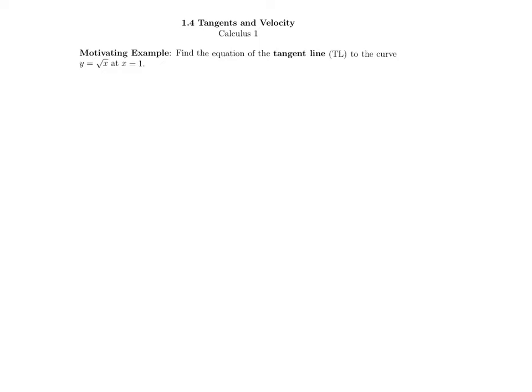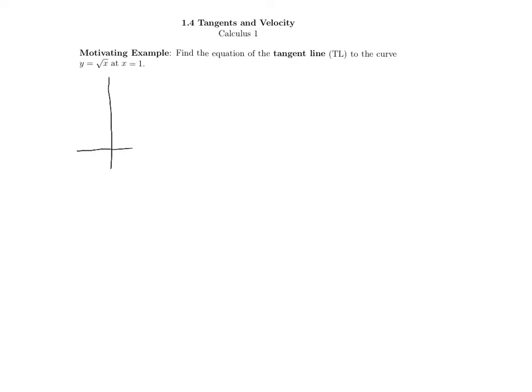Can we find the equation of the tangent line to the curve y equals square root x at x equals 1? And I'll note there's nothing special about the function or the point that we've picked, except for the fact that it's nice and easy for us to draw. So let's see if we can visualize this scenario.